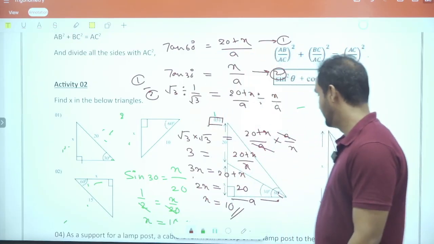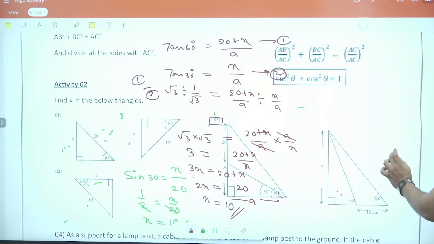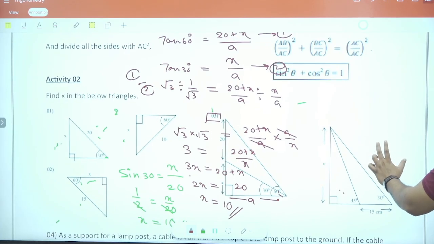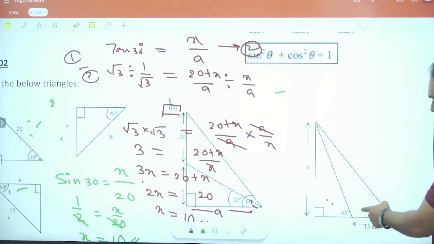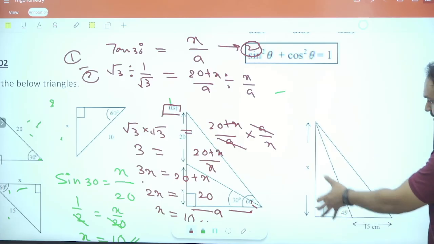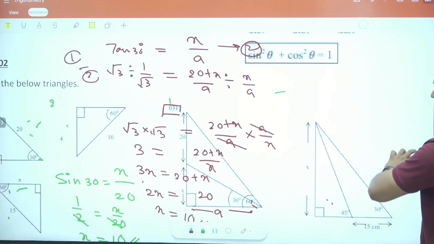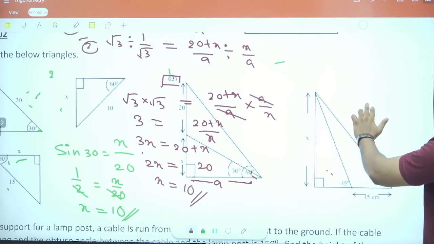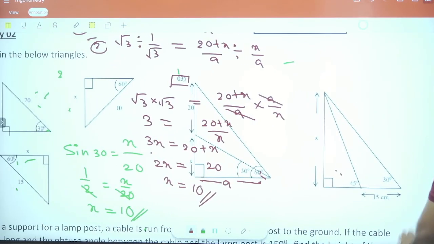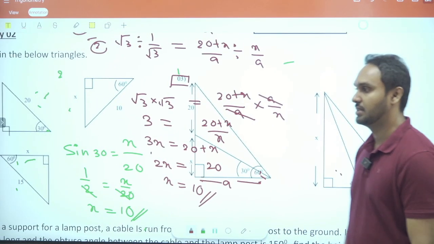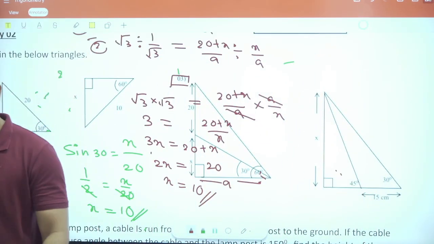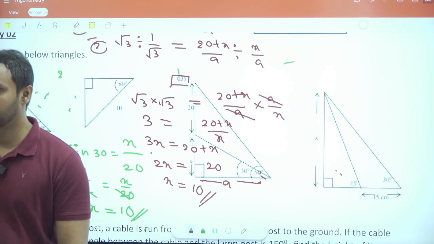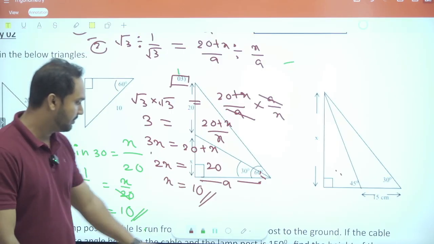Try this question now. You can see, right? This is 45 degrees, 30 degrees, this is 15 centimeters, and this is x. You have to find the x value. Try doing it. Apply something. Improve yourself little by little.